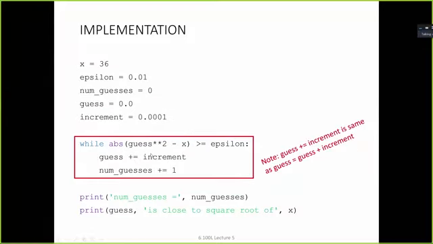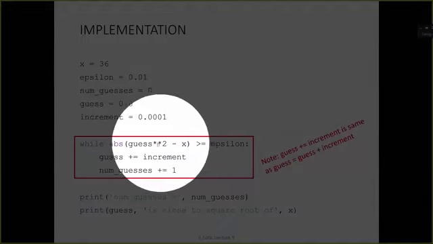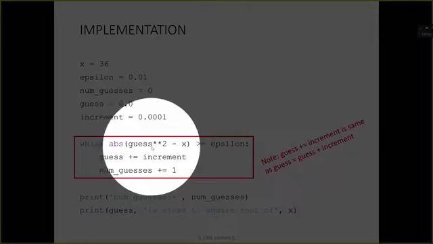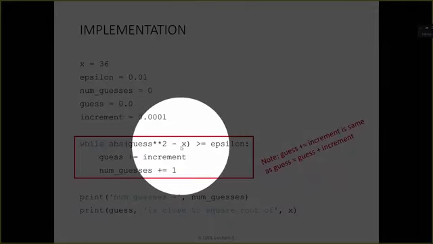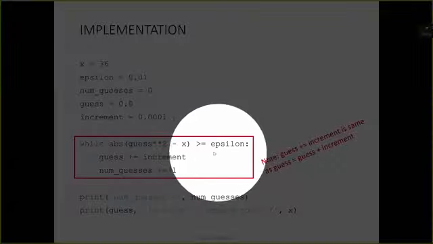This is the loop that does all of the work for us. So the way we would say it in English is basically, while our guess is not within epsilon, keep making new guesses. So while, what does it mean for the guess to not be within plus or minus epsilon? Well, the absolute value of our guess squared minus x is greater than or equal to epsilon. So while we're still too far away, let's make a new guess.